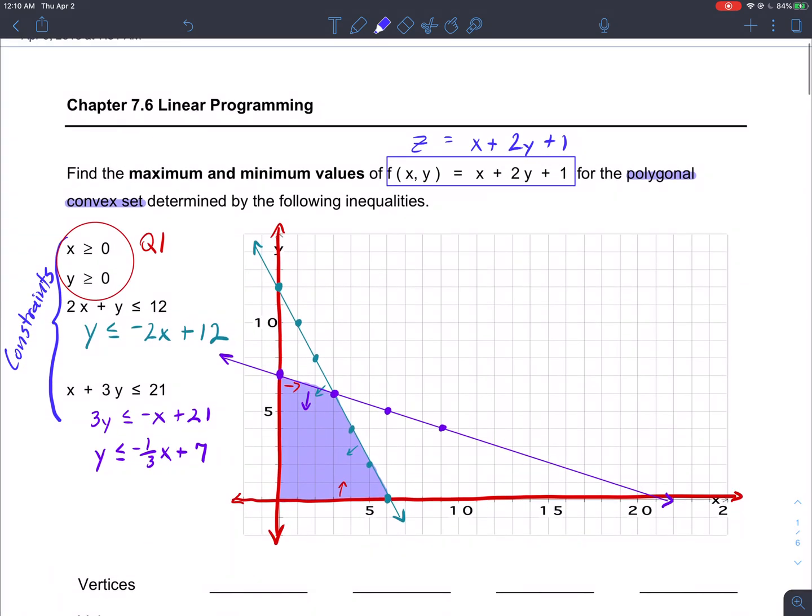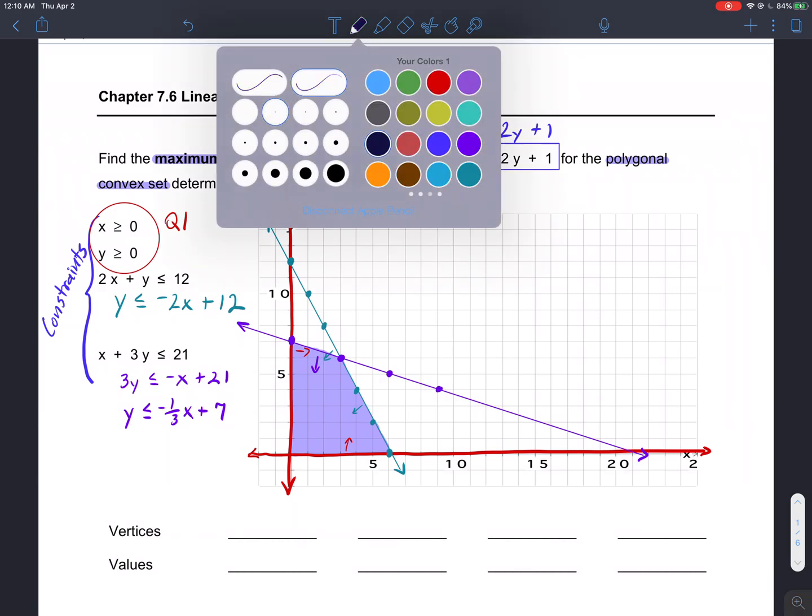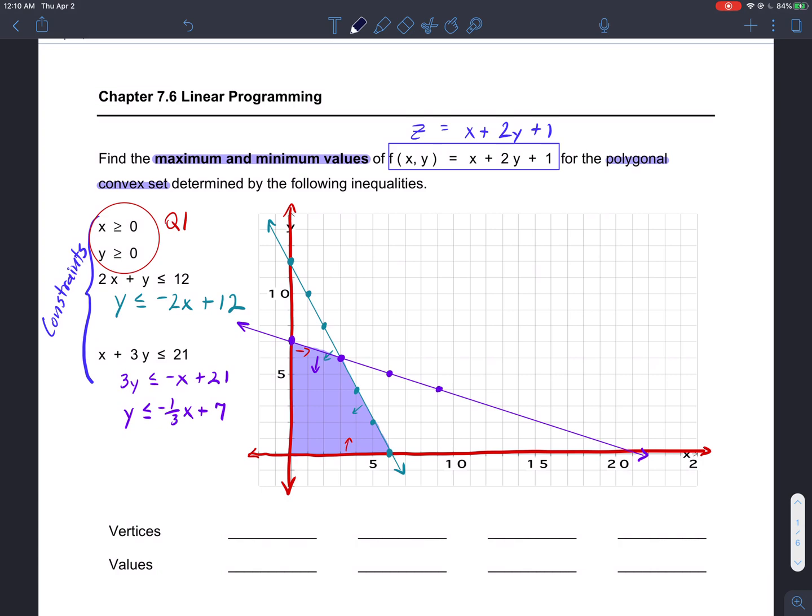So that shaded region now is going to allow me to find what they asked for to begin with, which was the maximum and minimum values. Now here's the concept of all this. Your maximum and your minimum values will always occur at the vertices of your shaded region. Let me say that again. The maximum values of an objective function and the minimum values of an objective function, when given a list of constraints, will always occur at the vertices of the shaded region.